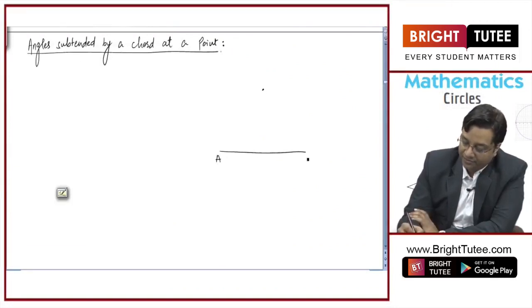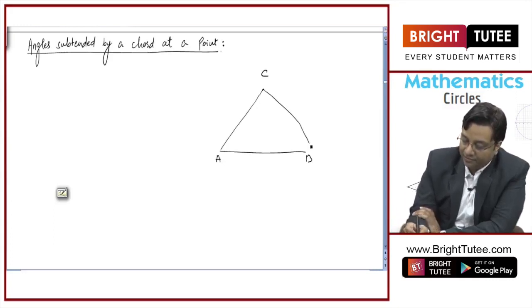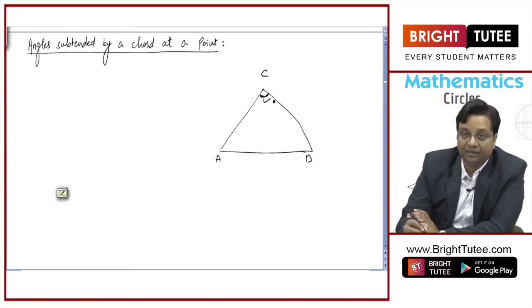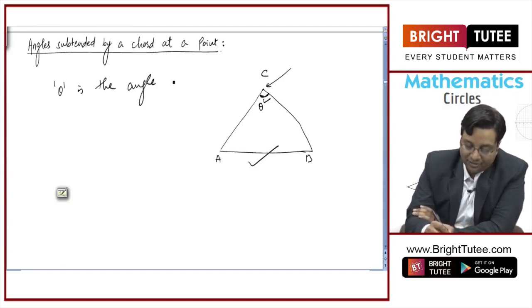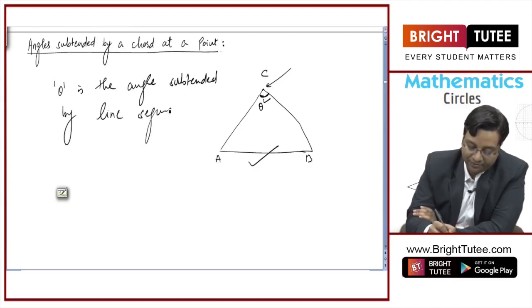In this lecture we will learn about angles subtended by a chord at a point on the circle or at the center. When we have a line and a point, let us say this is point C and I make this angle here. This is an angle subtended by this line segment at this point. If I name this angle theta, then theta is the angle subtended by line segment AB at point C.